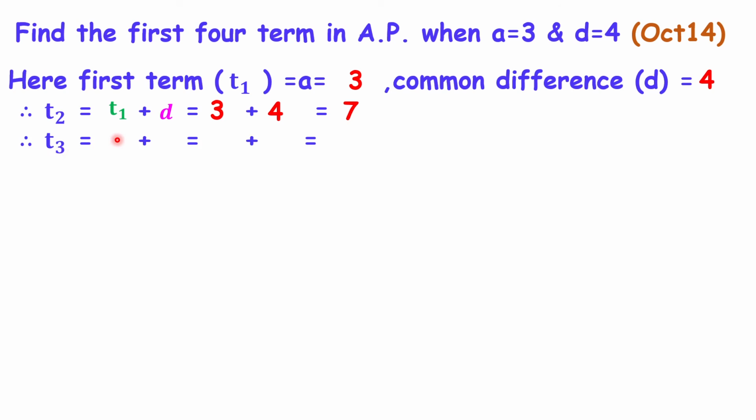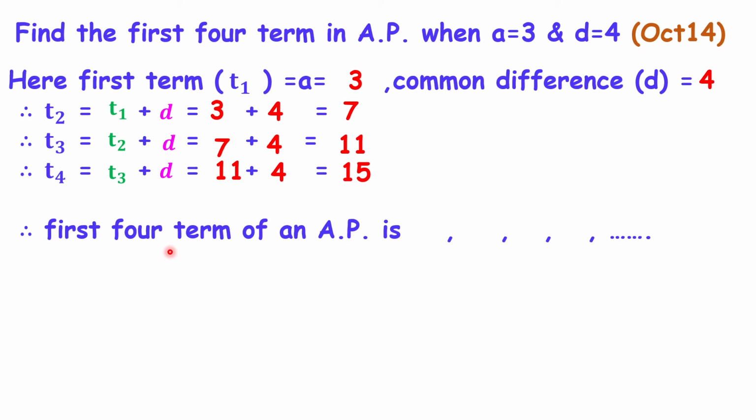To find the third term, we have to add the common difference to the second term, that means T2 plus D. Here T2 is 7 plus D is 4. 7 plus 4 is 11. Now to find the fourth term, we have to add the common difference to the third term. Therefore T3 plus D. Here T3 is 11 plus common difference 4. 11 plus 4 is 15. Therefore the first four terms of the AP are 3, 7, 11, 15 and so on.